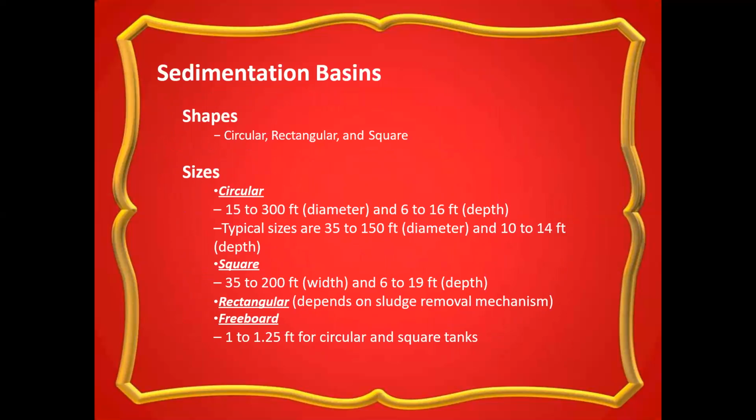Then there are sedimentation basins. Shapes are circular, rectangular, and square. Sizes for circular basins are 15 to 300 feet in diameter and 6 to 16 feet in depth. Typical sizes are 35 to 150 feet and 10 to 14 feet. Square is 35 to 200 feet and 6 to 19 feet. Rectangular depends on the sludge removal mechanism.